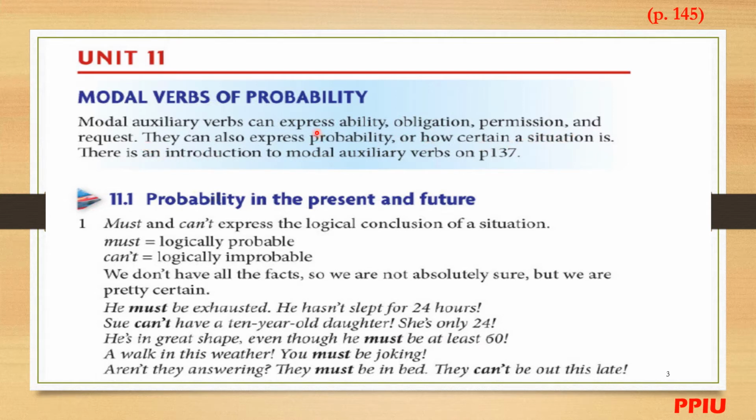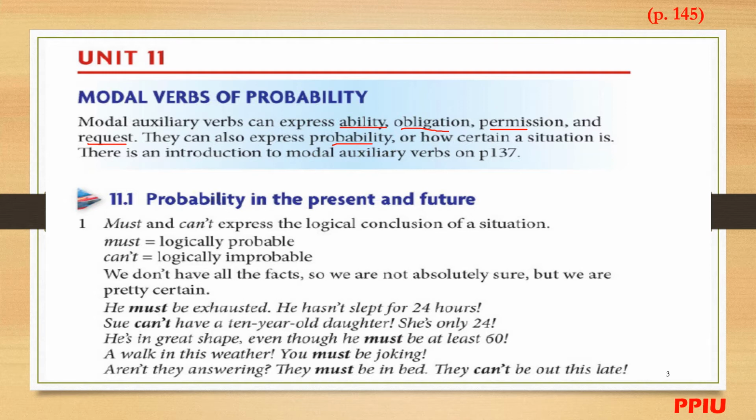All right. So when we talk about modal verbs, it is a bit complicated and confusing. The first one talks about ability. The second one talks about obligation, permission, and request. And sometimes one modal verb can be used to express more than one thing, right? They can also express probability, or how certain a situation is.